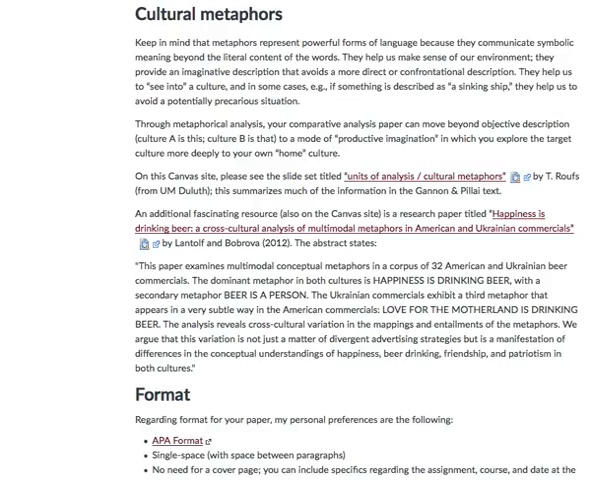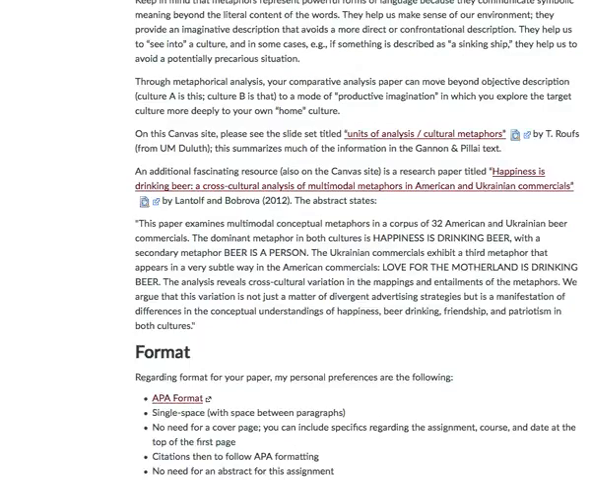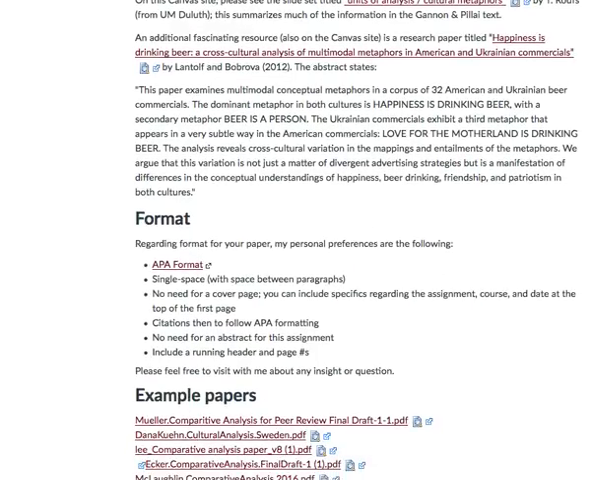You also have a slide set, Units of Analysis: Cultural Metaphors, by a professor at UMD, and a great article, Happiness is Drinking Beer, a cross-cultural analysis of the metaphors in American and Ukrainian commercials. I include a quote here.